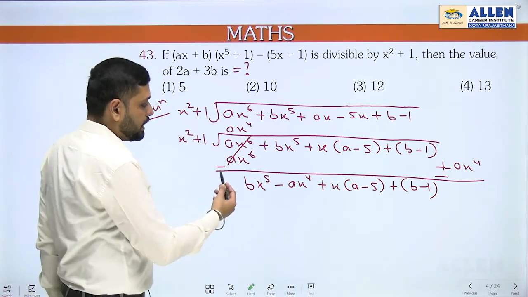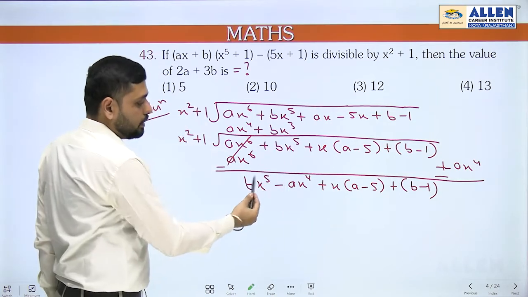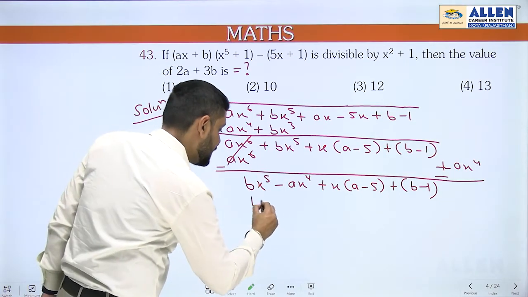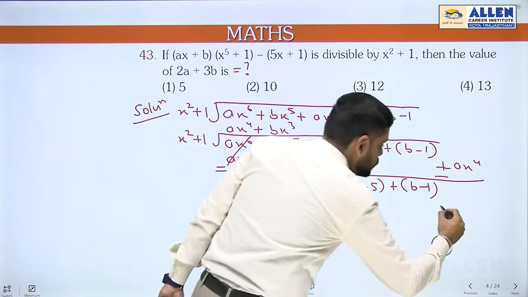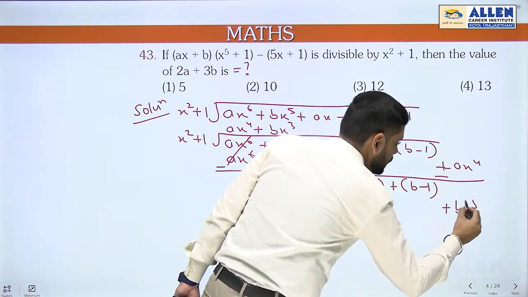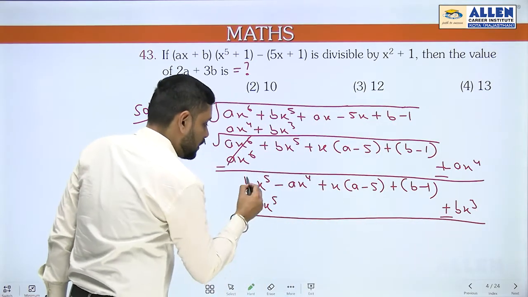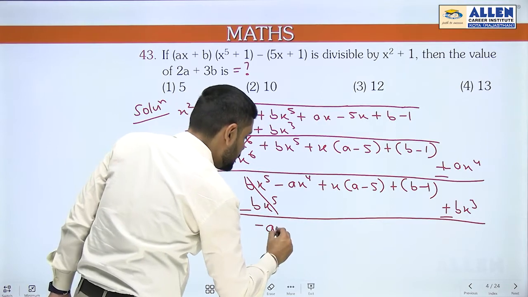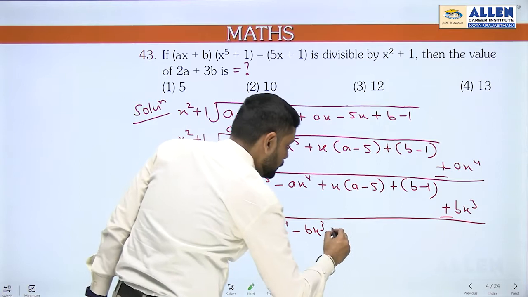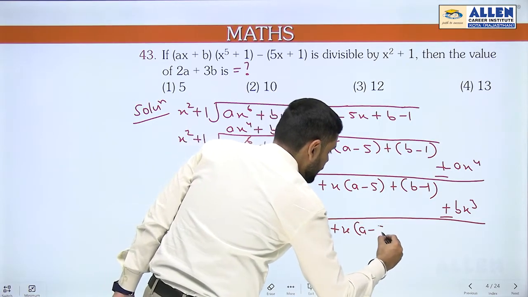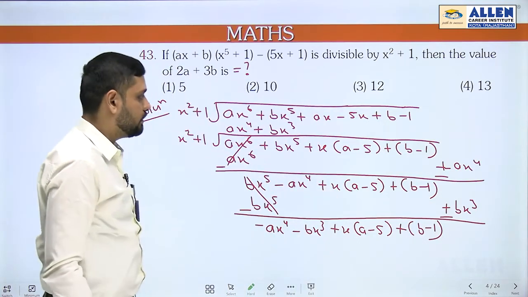Now again we'll multiply by bx^3 to cancel this term. So we'll get bx^5 and plus bx^3. We'll write it down here, bx^3, and now we'll subtract it. So again this term will get cancelled, and we'll get minus ax^4 minus bx^3 plus x into (a - 5 + b - 1). This thing we will get.